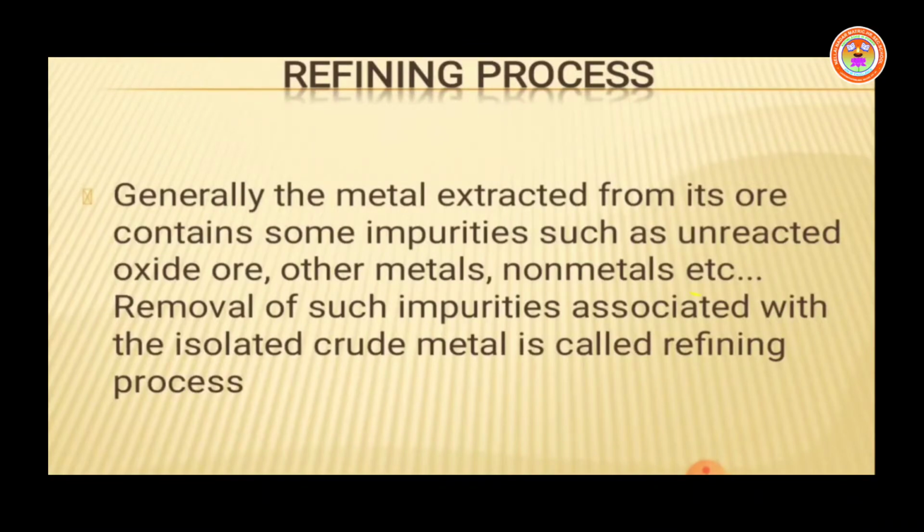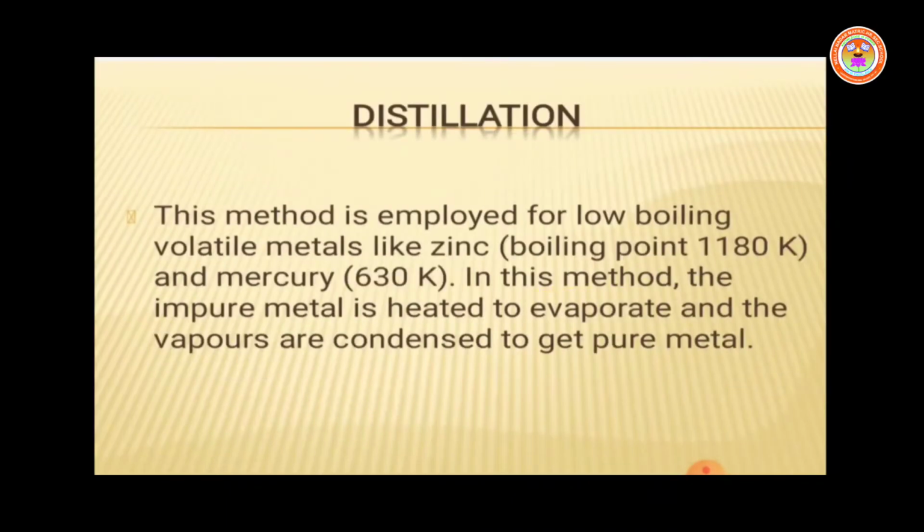There are various methods available for refining crude metal. The common methods are distillation, liquefaction, electrolytic refining, zone refining, and vapor phase method. Now we are going to discuss how the crude metal is refined by distillation, liquefaction, electrolytic refining, zone refining and vapor phase method. First, we are going to see distillation.